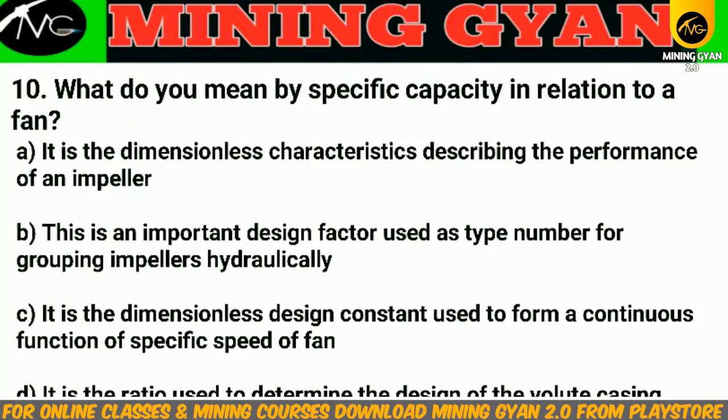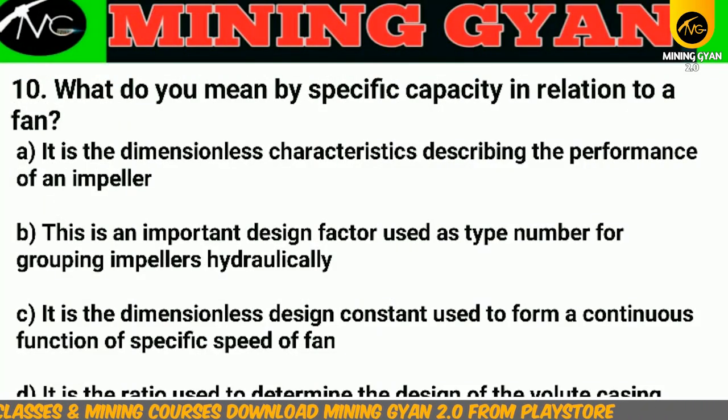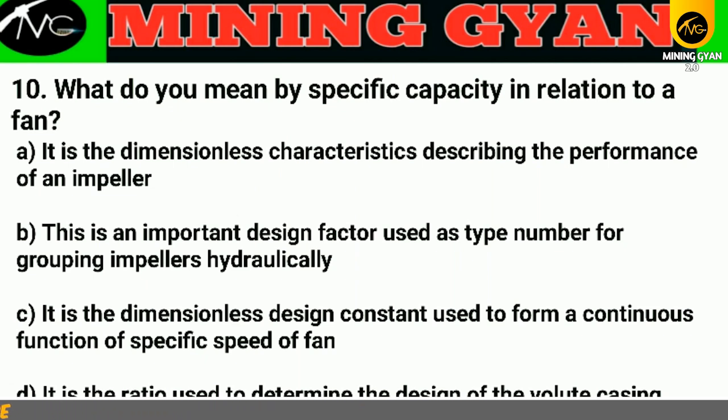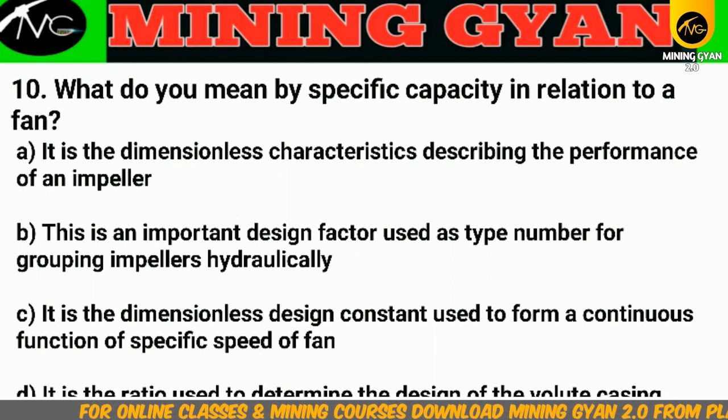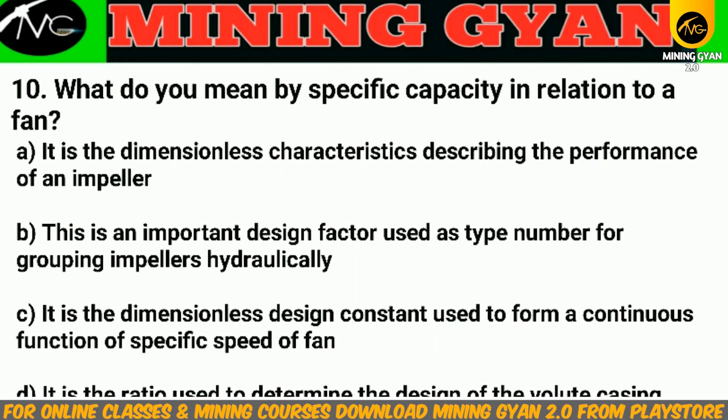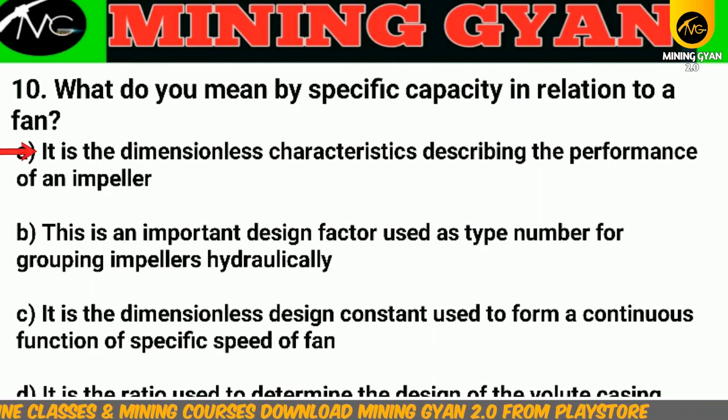Next question is, what do you mean by specific capacity in relation to a fan? A. It is dimensionless characteristics describing the performance of an impeller. B. This is an important design factor used as type number for grouping impellers hydraulically. C. It is the dimensionless design constant used to form a continuous function of a specific speed of fan. D. It is the ratio used to determine the design of volute casing. Right answer is A. It is the dimensionless characteristics describing the performance of an impeller.